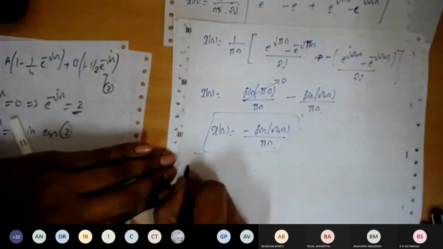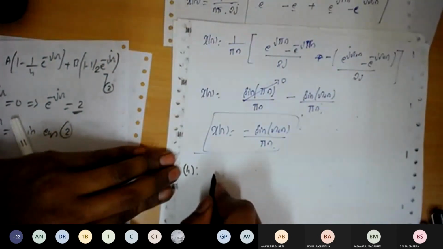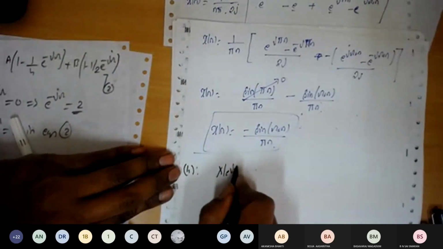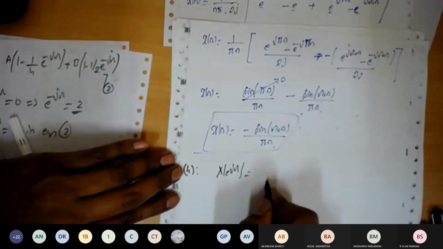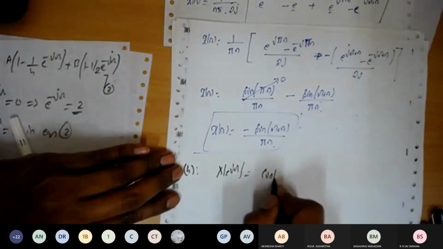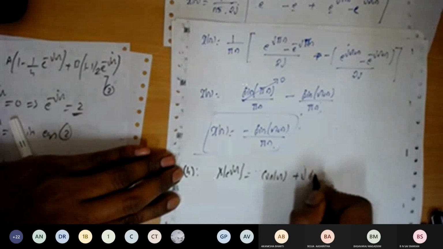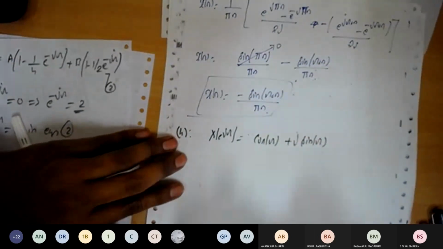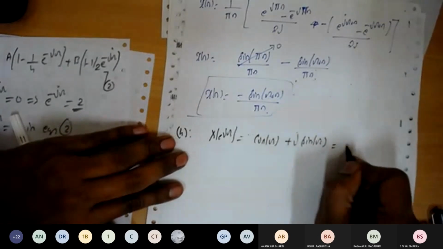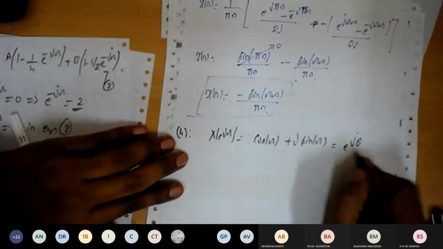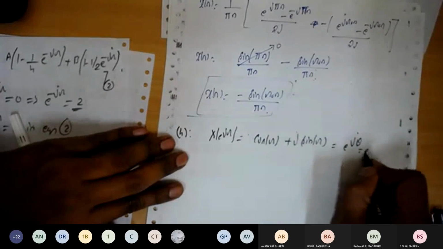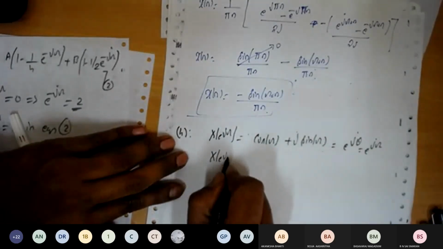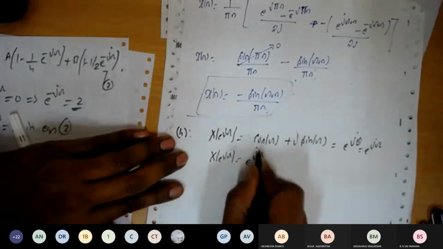So take x of n, we need to find out the inverse DTFT. It is given x of e to the power of j omega is equal to cos omega plus j sin omega. We know that cos theta plus j sin theta can be written as e to the power of j theta. So we can write this as e to the power of j omega.